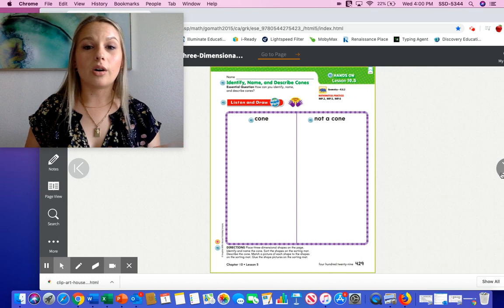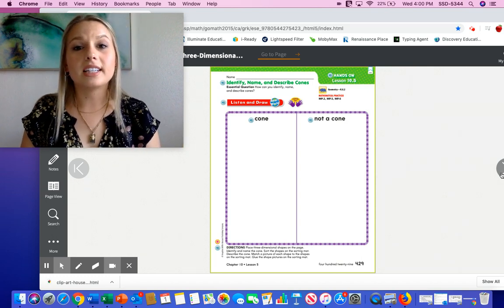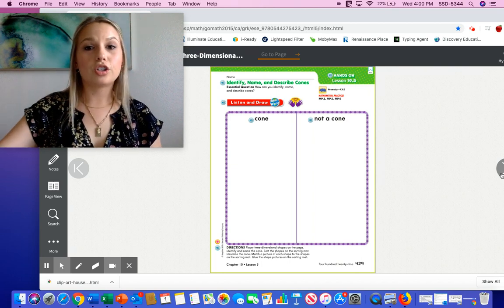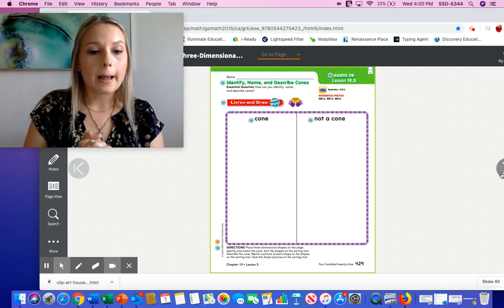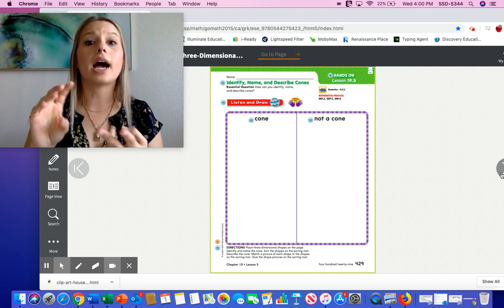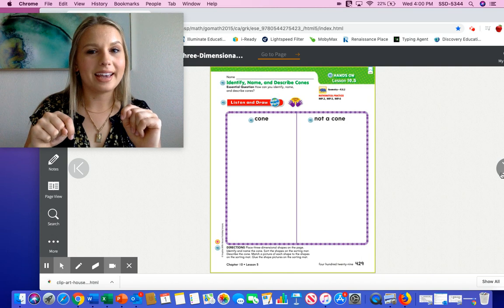Don't forget to go around your house and find objects that are shaped like a cylinder and take a picture and put it on your dojo portfolio, okay? You also need to do your other tasks that are on dojo. So you need to go on iReady Math and iReady Reading. I would do it right now, okay?